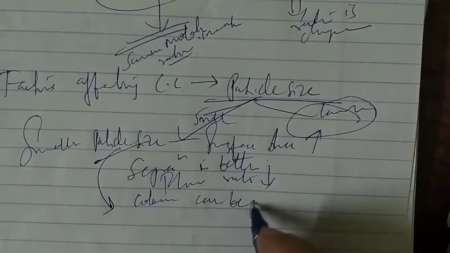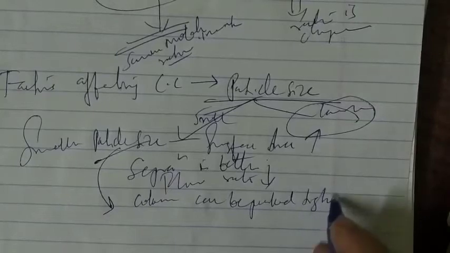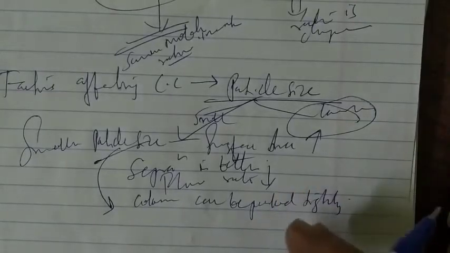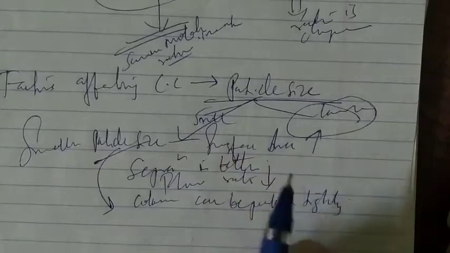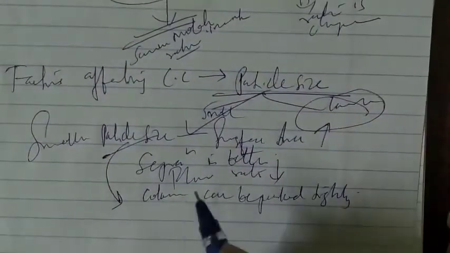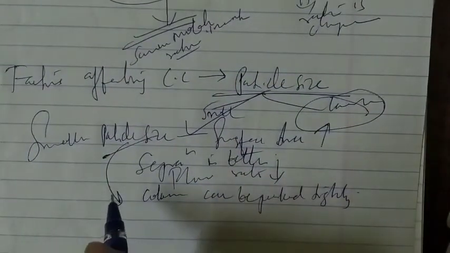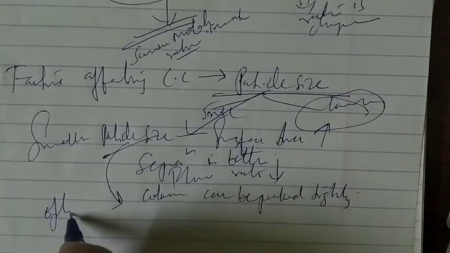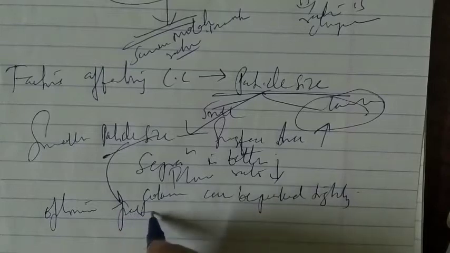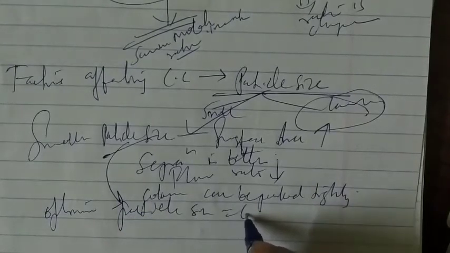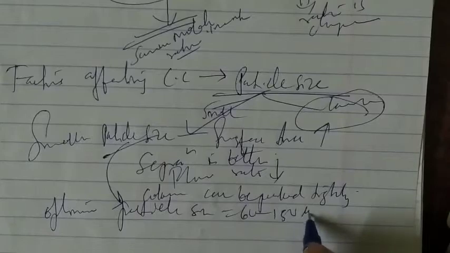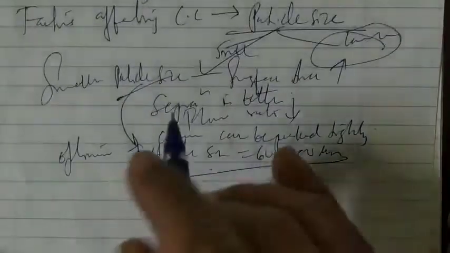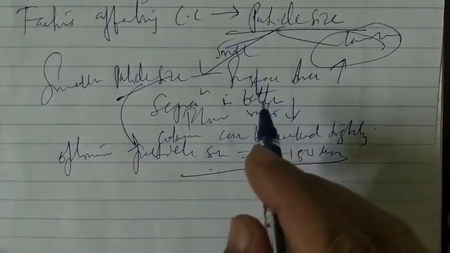very small size here, because the column can be packed very tightly. So this is another advantage of this smaller size. If the column is packed very tightly, then the separation is much better. Next, that is the optimum particle size. That's why the optimum particle size used is always around 60 to 150 micrometer. This is the particle size usually used in column chromatography.